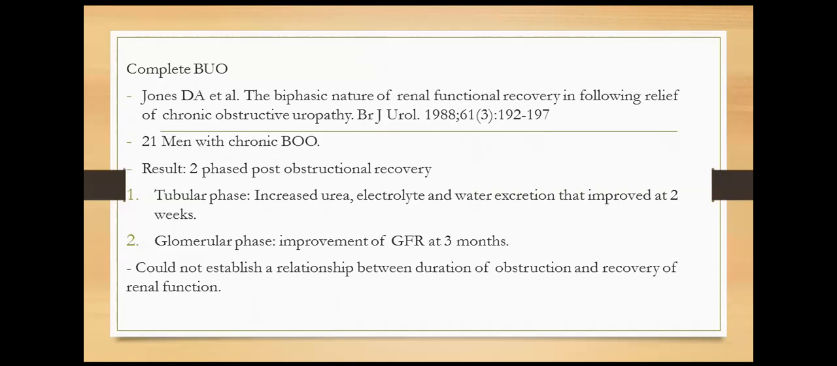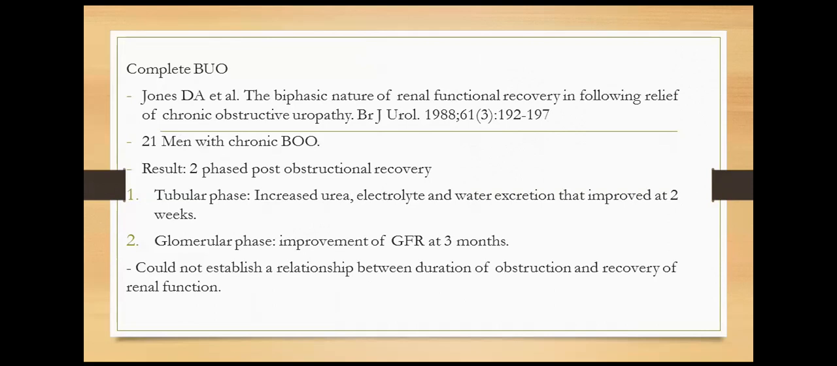And in complete bilateral ureteric obstruction, this is the work done by Jones et al., in which they looked at humans, not rodents, this time humans, and they looked at the biphasic nature of renal function recovery following relief of chronic obstructive uropathy. It's an old paper, 1988, but this applies.